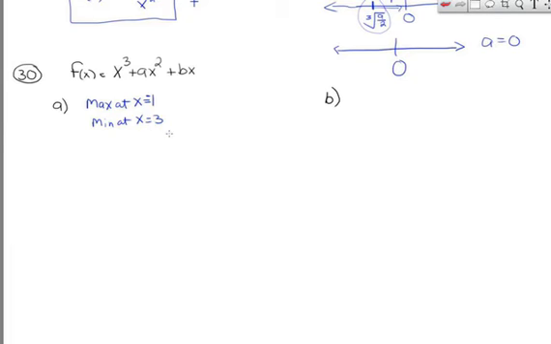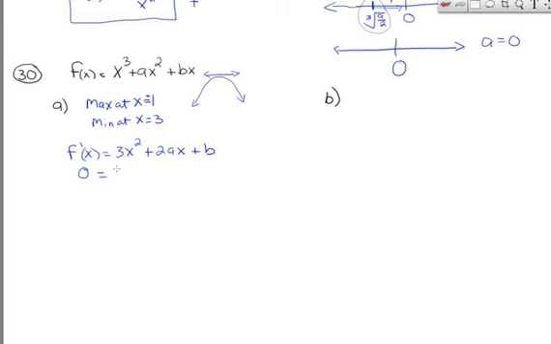Okay, so we just need to ask ourselves a question. If we have a maximum at x equals -1, then what do we know is happening at x equals -1? We know that we've gone up and then down, making the slope at -1, 0. So if I were to take the derivative, I get 3x squared plus 2ax plus b. And I know if we have a maximum at -1, that would mean that when I plug -1 into my derivative, it should equal 0.